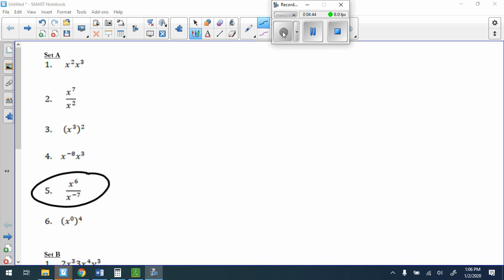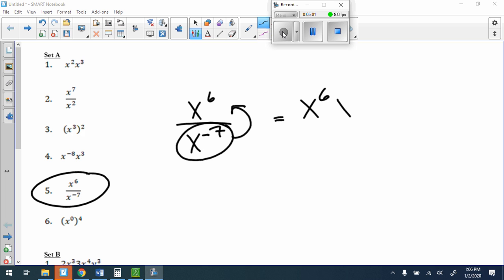So number 5 here, to make that x to the negative 7 positive, we're going to take that factor and move it to the other side of the fraction. In this case, that means moving it to the numerator. So this whole factor will move up here. So now it's x to the 6 times x to the positive 7, which can now be expanded out. We have 6 x's, and then 7 more. 1, 2, 3, 4, 5, 6, 7.